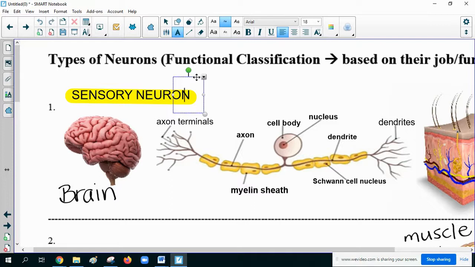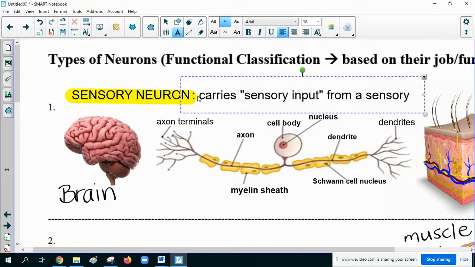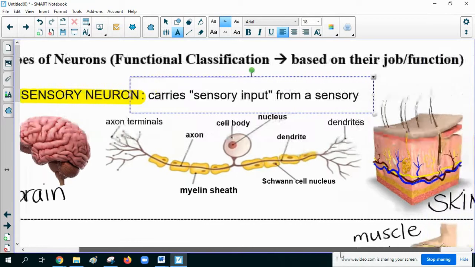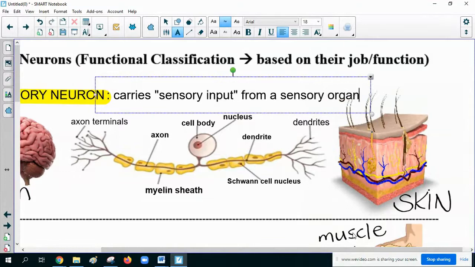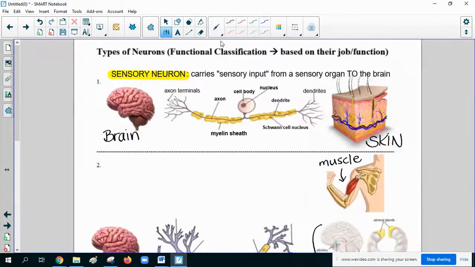So what exactly is a sensory neuron? It's the special type of neuron that allows sensation. It carries sensory input. And it's coming from, in this example, it's the skin. It's coming from a sensory organ like the skin. And where is that information from the skin going to go? It's going to the brain. All right, so I'm going to highlight the rest of my definition so it's very obvious.